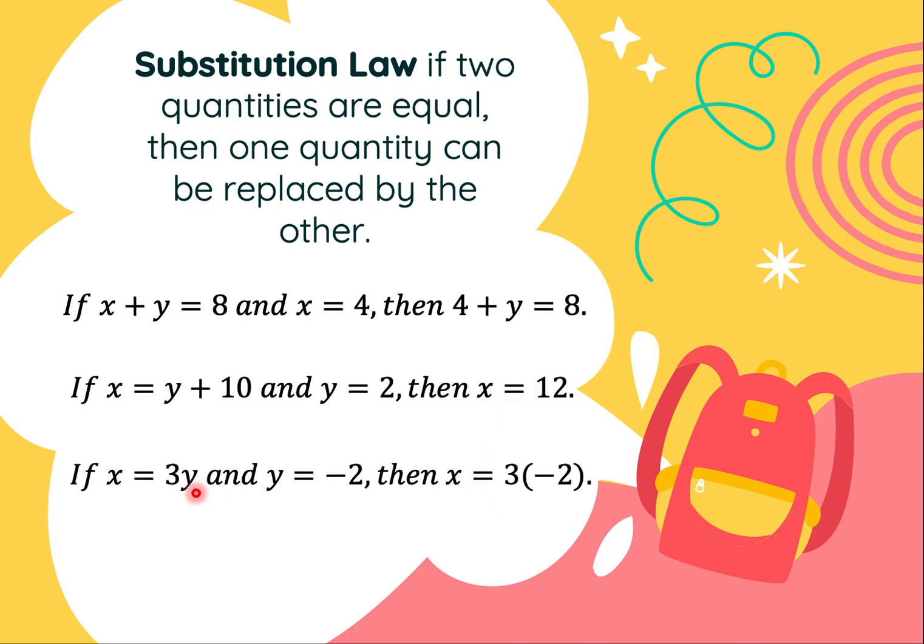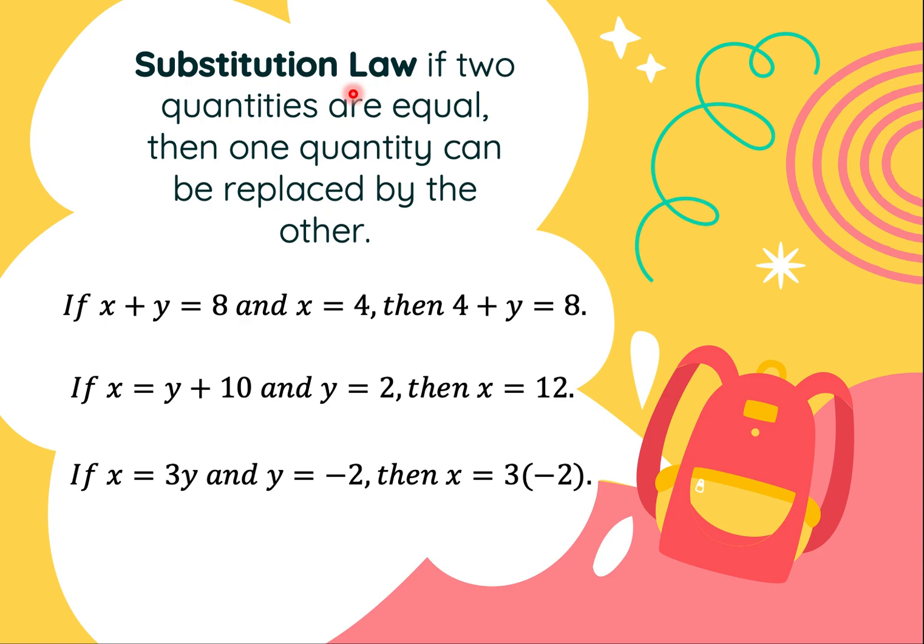Next, the last example. If x is equal to 3y and y is equal to negative 2, then x is equal to 3 times negative 2. Given the original equation, x is equal to 3y and the value of y is negative 2. If we substitute y and make it negative 2, that will become 3 times negative 2. That's why the expression became just like this. As you can see, we just simply substitute. Therefore, it belongs to substitution law.